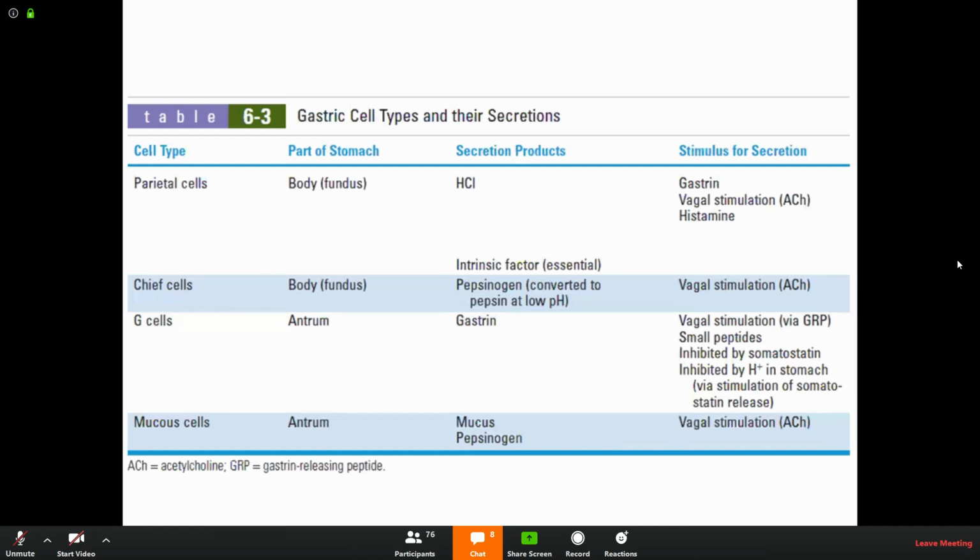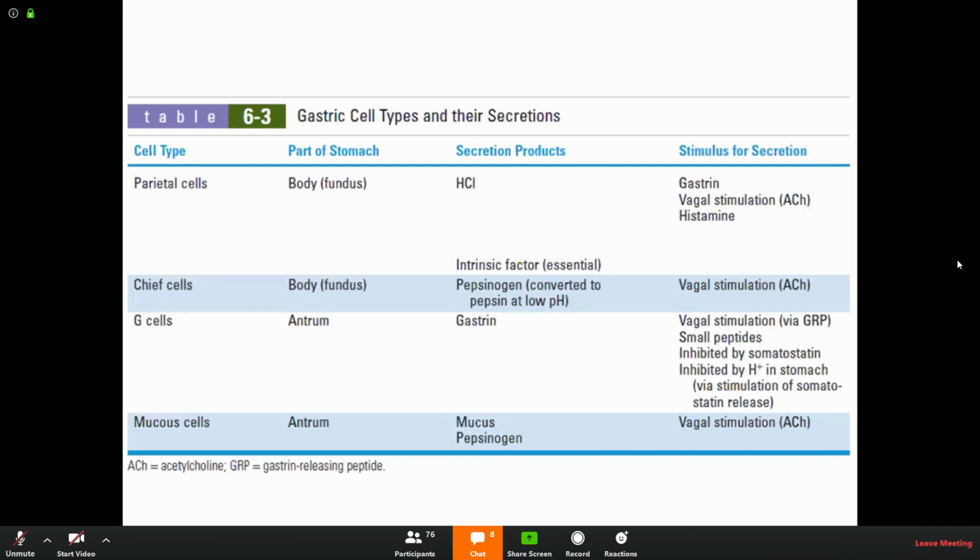G cells secrete the gastrin by vagal stimulation, but the vagus that supplies the G cells releases the gastrin releasing peptide. Other small peptides also cause the gastrin secretion. It is inhibited by somatostatin and high hydrogen ion concentration of the stomach. Then mucous neck cells secrete the mucus and bicarbonate due to the stimulation of the vagus also.